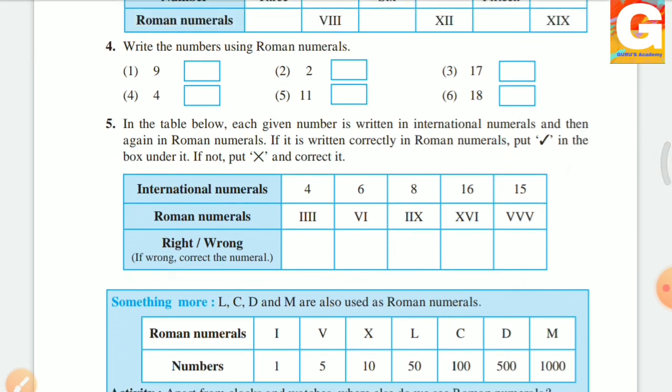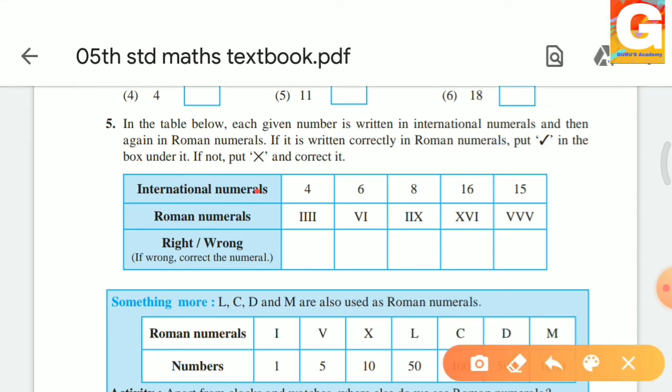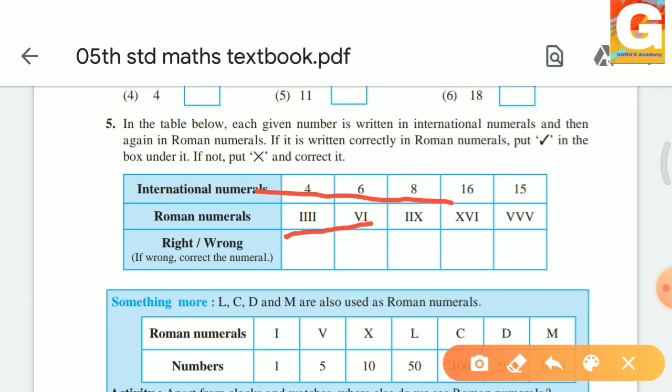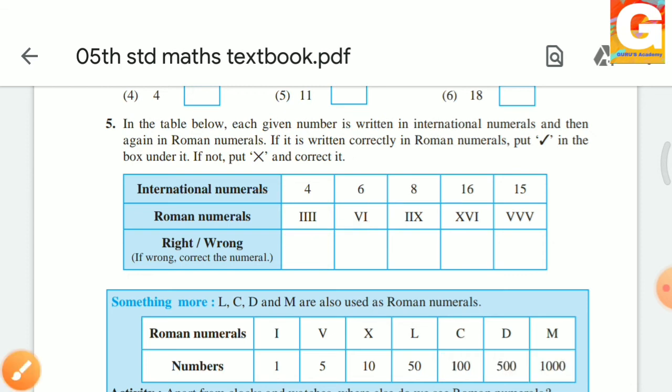In the table below, each number is written in international numbers. These are your international numbers. And then in Roman numerals, the same numbers are written in Roman numerals. So what you have to do? If it is written correctly in Roman numerals, you have to put a tick under the box, and if not, you have to cross.